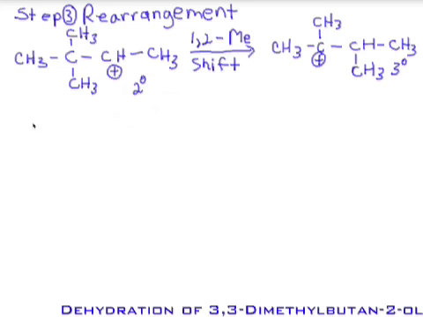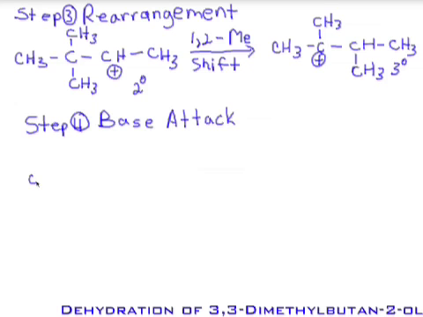Step 4 now is base attack. The base depends on what acid you used. If you use a sulfuric acid, since you took a proton off to protonate, the base is HSO4-. If you use sulfuric acid in water, it's possible for water to be the attacking base. We must find the beta hydrogens. These are the hydrogens off the carbons next door to the carbon who bears the positive charge.